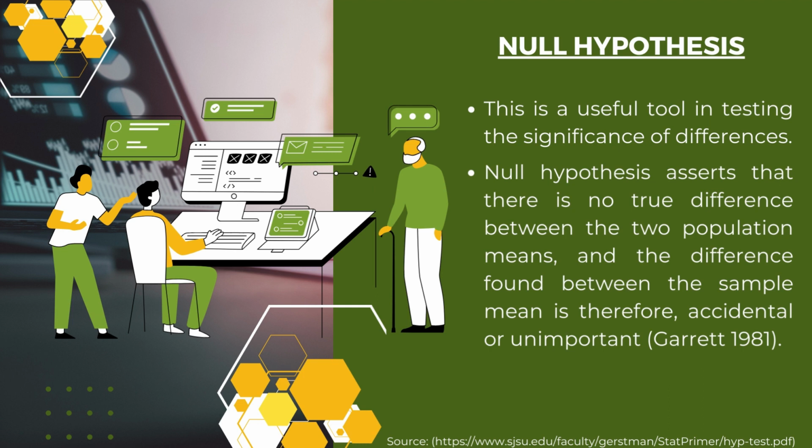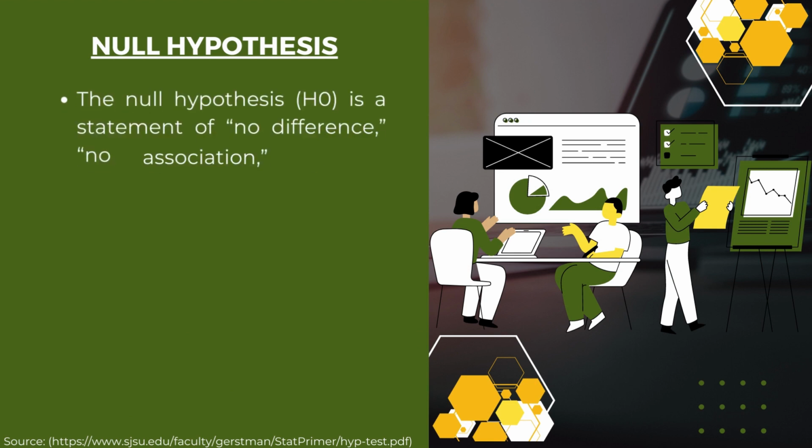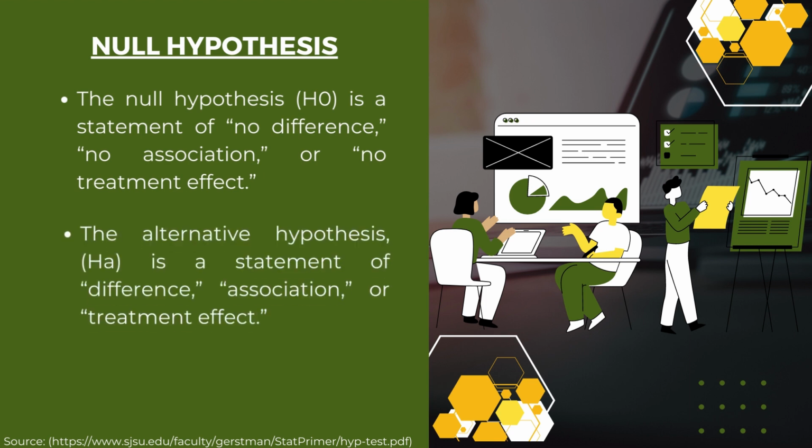of the inherent heterogeneity within the sample and because of different types of sampling errors, it is very difficult to obtain the same mean and standard deviation values if we draw samples from the same population. The null hypothesis is a statement of no difference, no association and no treatment effect, and the opposite of this is the alternative hypothesis, which is a statement of difference, association or treatment effect.